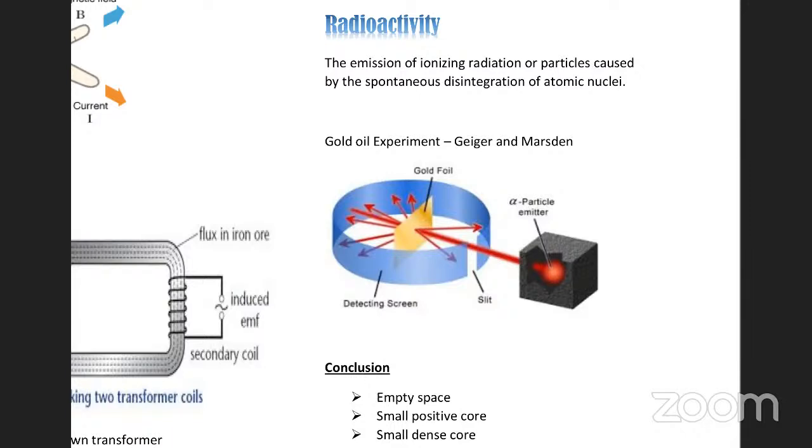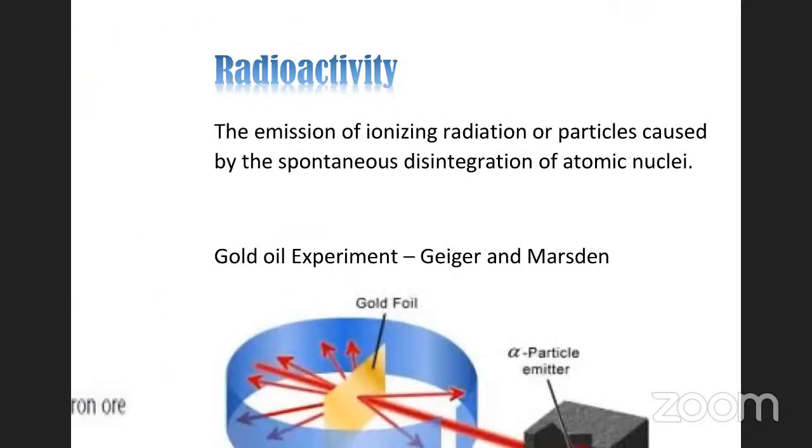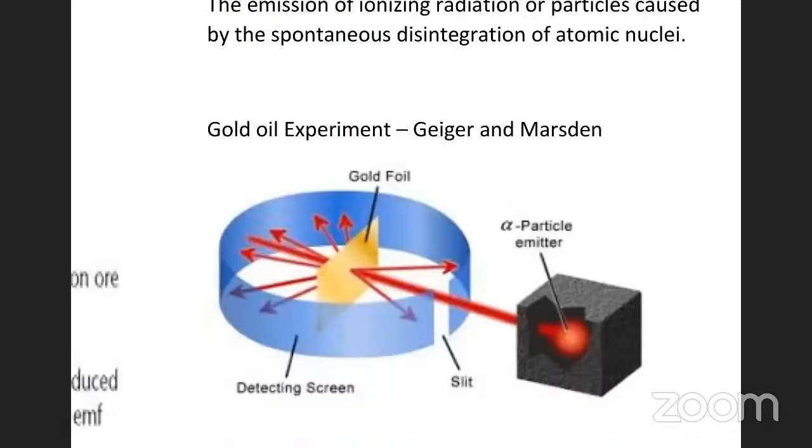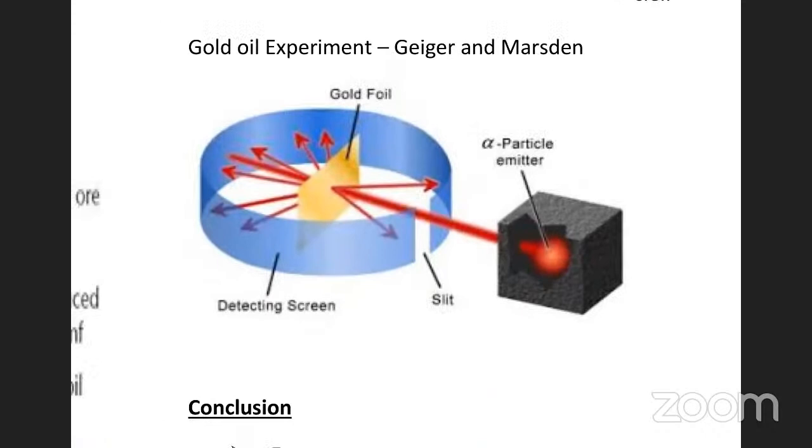All right. So the first thing we have to know about in physics of the atom is how they came up with the model of the atom. The first thing is a definition for radioactivity: the emission of ionizing radiation or particles caused by the spontaneous disintegration of an atomic nucleus. Something to point out is that radioactivity is a very spontaneous event. We'll come back to radioactivity.